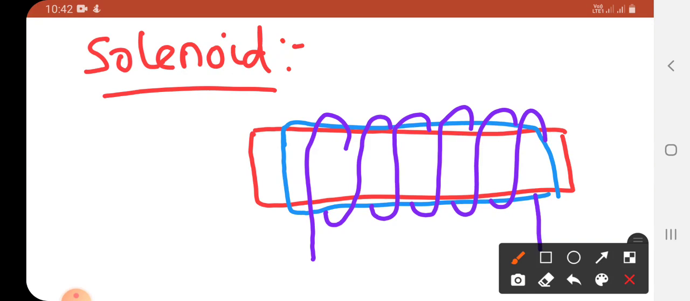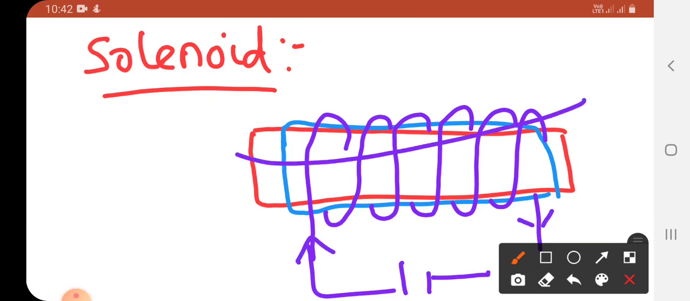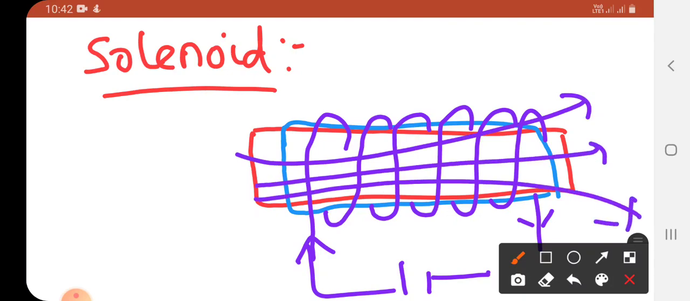That means whenever we excite this coil with some voltage V, whether it may be AC or DC, it can produce the magnetic field. That means the current will flow like this, and here the magnetic field is produced in this fashion. This is called solenoid. So now let us consider the solenoid of length L meters.